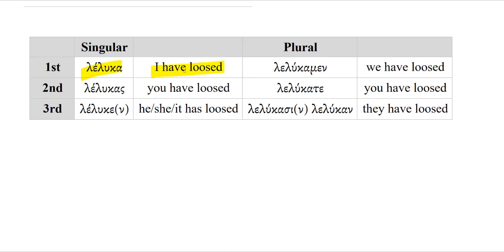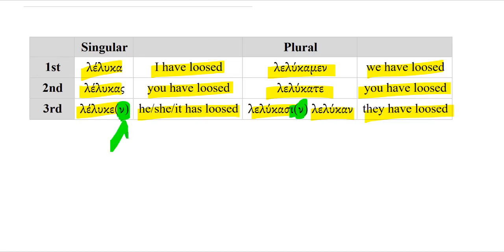Leluka, I have loosed. Lelukas, you have loosed. Leluken, he, she, or it has loosed. Lelukamen, we have loosed. Lelukate, you have loosed. Lelukasen is they have loosed, or that could also be in the Greek lelukan. And don't forget that that nu there is a movable nu in the third singular and the third person plural, so that may or may not be there.